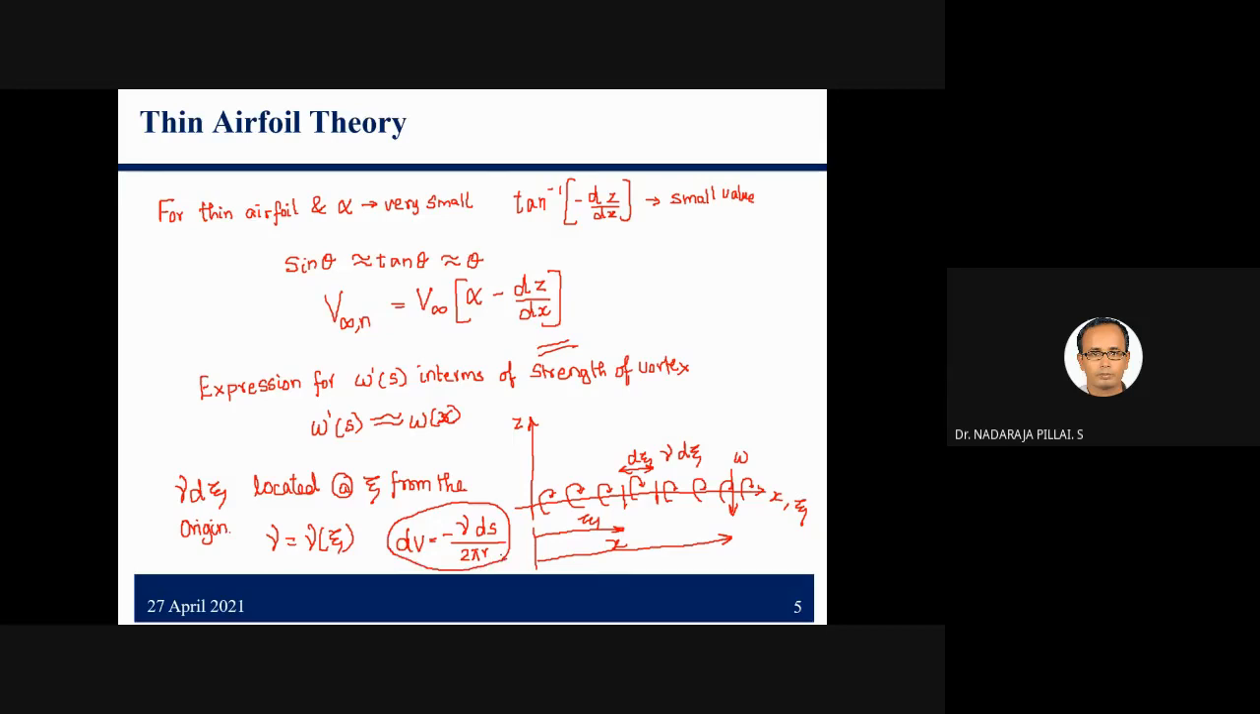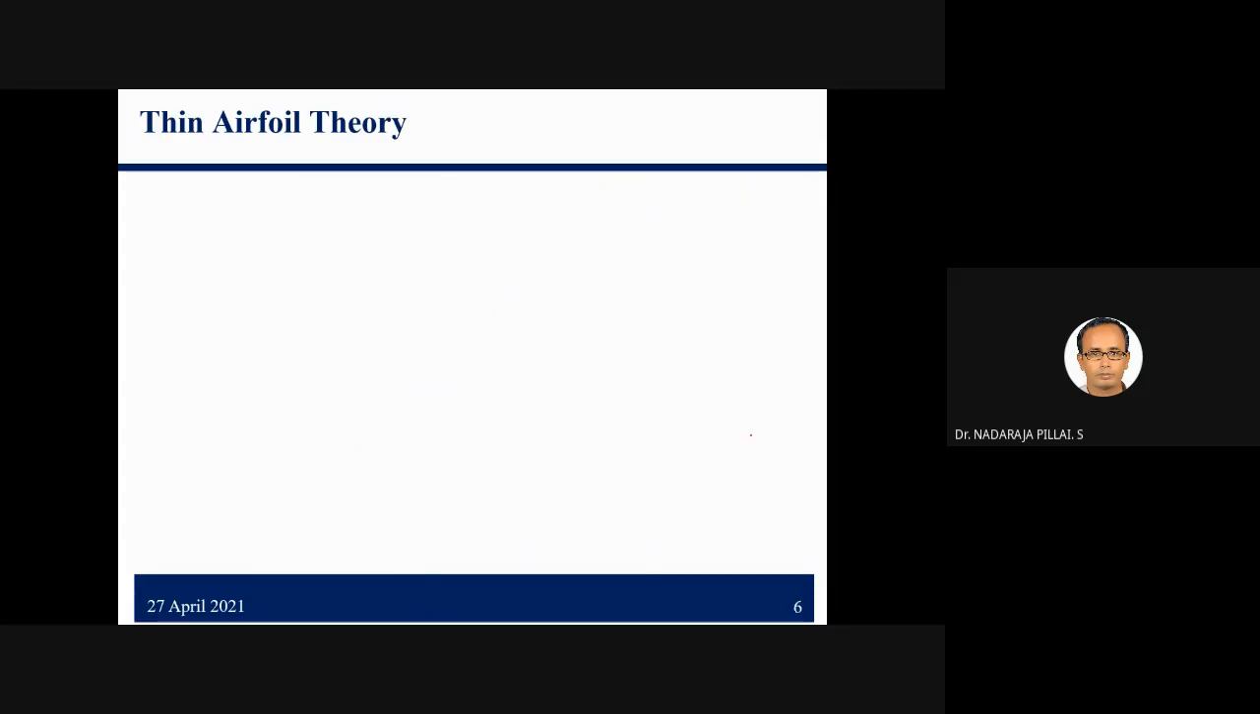So let us calculate the induced velocity at the chord line, right? What is the induced velocity? This W is the induced velocity. V infinity n is the velocity normal to the camber, and W is the induced velocity in the chord. So let us write the velocity dW.